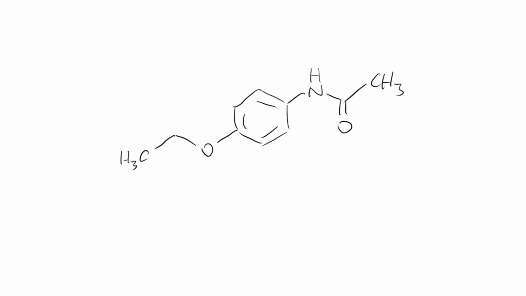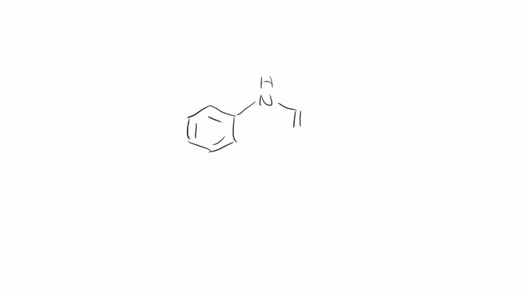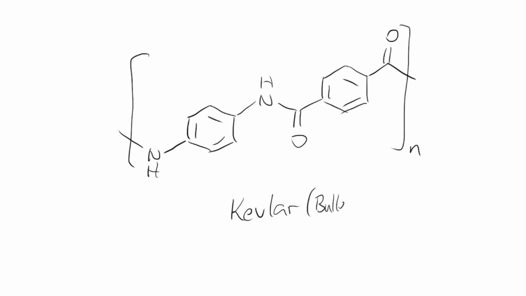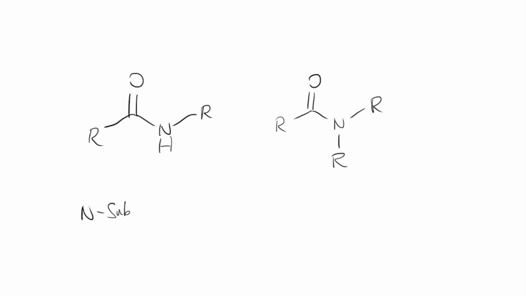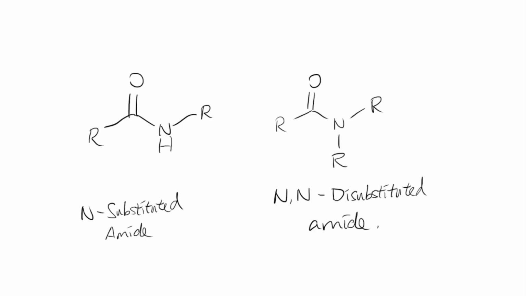Amide is one of the most common bonds in pharmaceuticals and is the functionality that gives bulletproof vests their structural toughness. Unlike the carboxylic acid version, if one or both hydrogens of an amide were substituted, it doesn't get a fancy name. Instead, it is called an N-substituted amide, or N,N-disubstituted amide if both hydrogens were replaced.